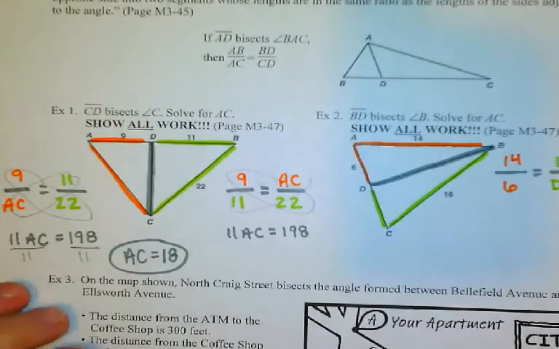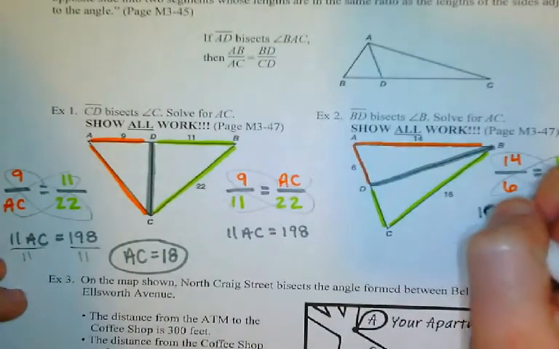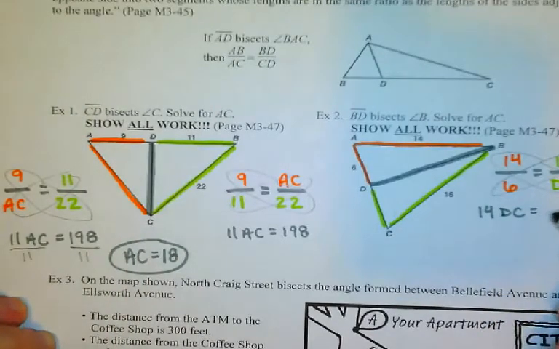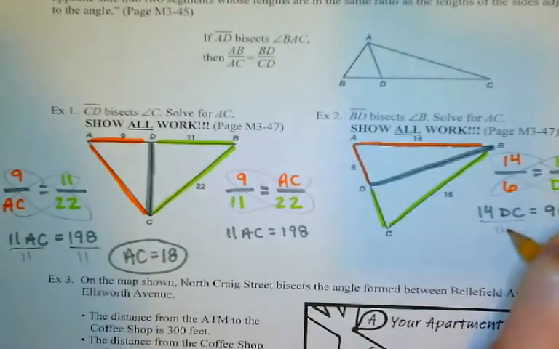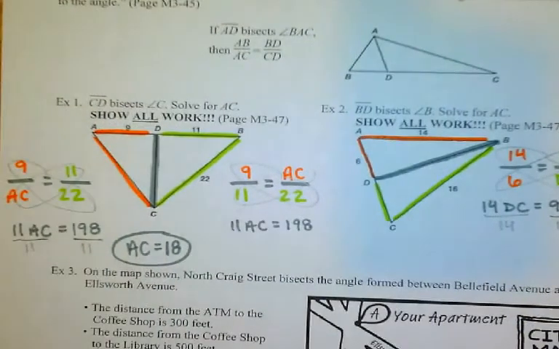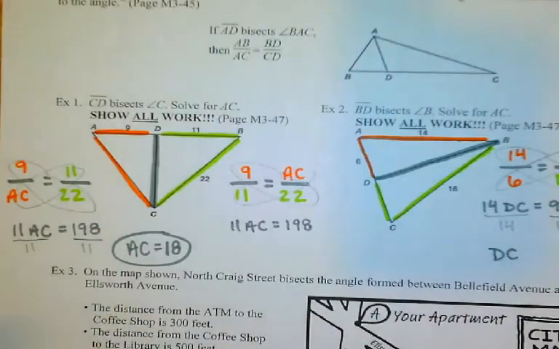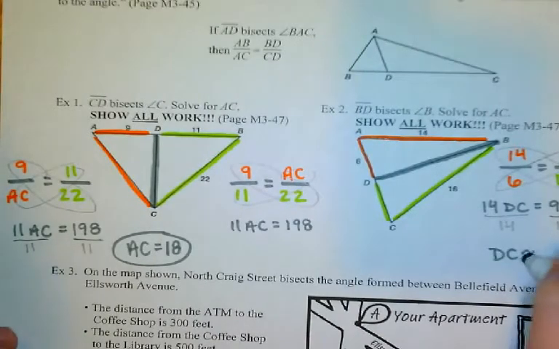Alright, so now we're going to cross multiply, and we're going to get 14 DC equals 6 times 16, which should be 96. So then we're going to divide by 14. And DC is 96 divided by 14. Ooh, we are going to get a decimal, and that's okay, so we're going to have to approximate. So then we'll put 6.9.